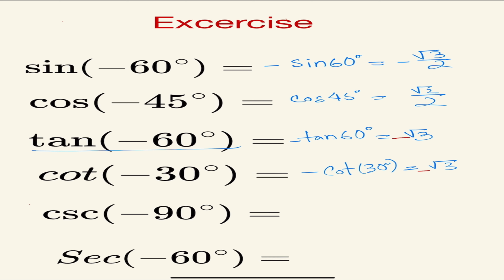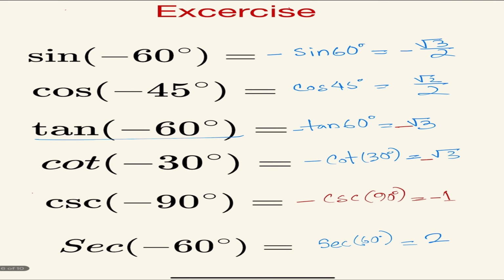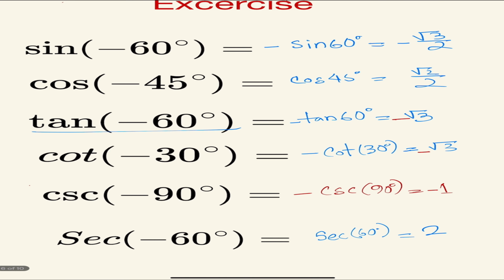Now, cosecant of negative 90 degrees is going to be negative cosecant 90 degrees. Now you have to write down the value. What is cosecant 90 degrees? It's just 1. So it's going to be negative 1. And now for secant, it's going to be just positive secant 60 degrees. What is secant 60 degrees? If you guys remember, can you think what is secant 60 degrees? It's just 2, right? So that's the exercise for sine and the others when they have negative values, in terms of degrees or radians.